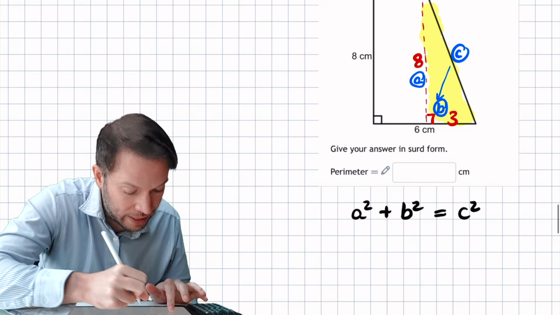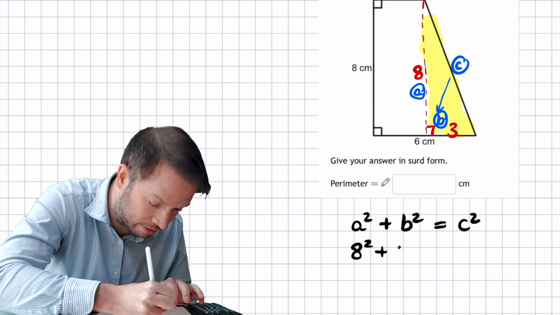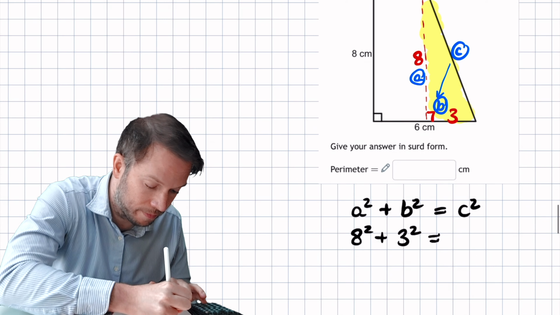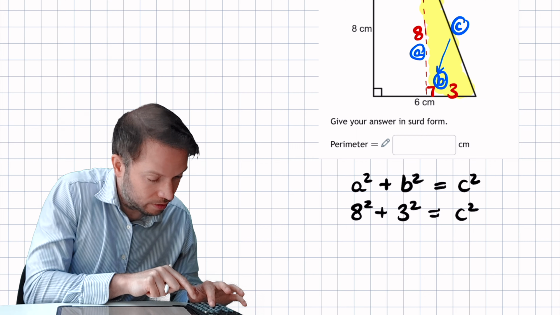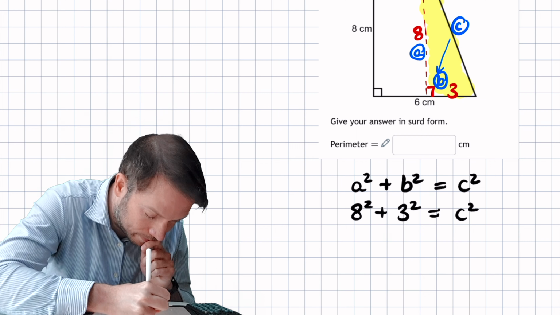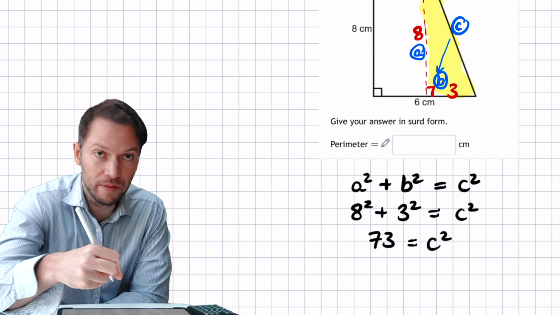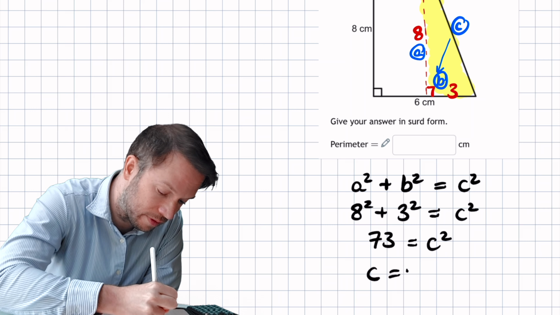Now A is 8, so we've got 8 squared plus B squared. B is 3, so 3 squared, is equal to C squared. So just leave it as C. Now 8 squared plus 3 squared is 64 plus 9, which is 73. And then if C squared is 73, we square root both sides to get rid of that squared. So C is the square root of 73.